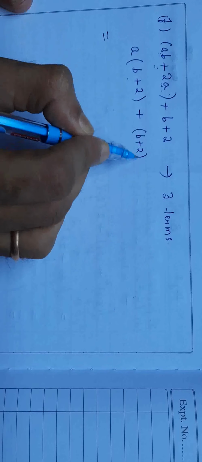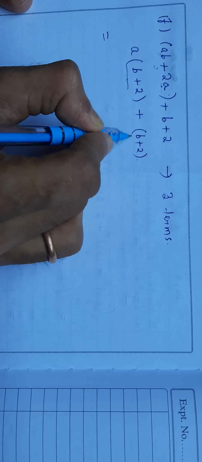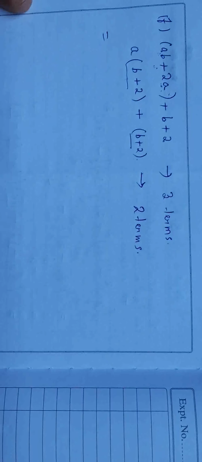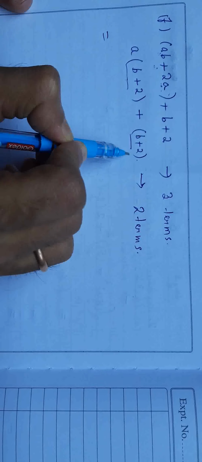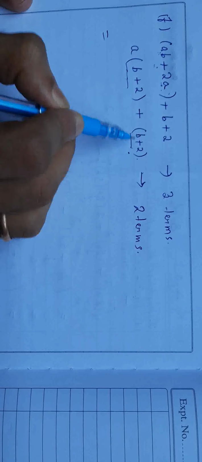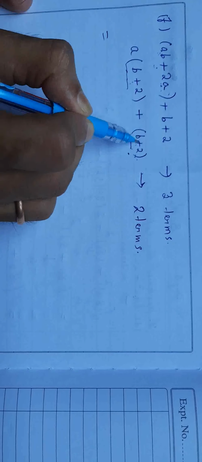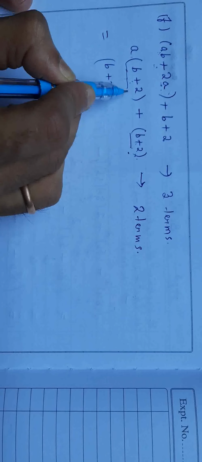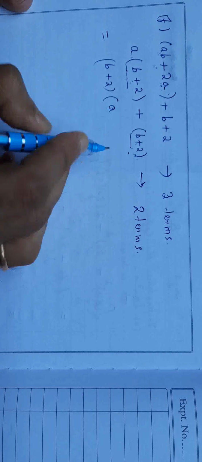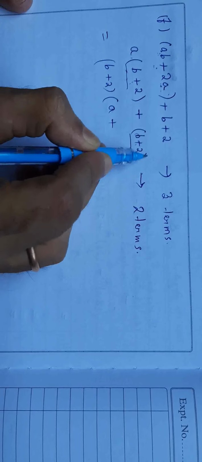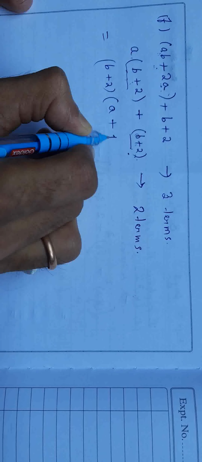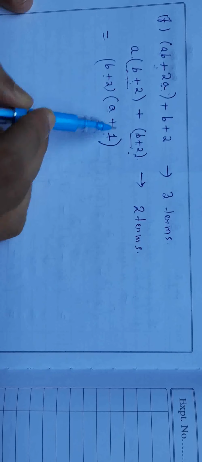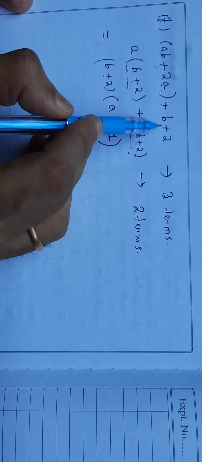Now we see the number of terms are 2, first term and second term. If you keep b plus 2 inside a bracket, which is possible, now out of both the terms, what do you find? B plus 2 is common. So we'll take b plus 2. Now from the first term, since we have taken b plus 2 common, we are left with a. Then plus symbol. Since we have taken b plus 2 common, we are left with 1. So these are the two factors, b plus 2 and a plus 1, of the expression ab plus 2a plus b plus 2.